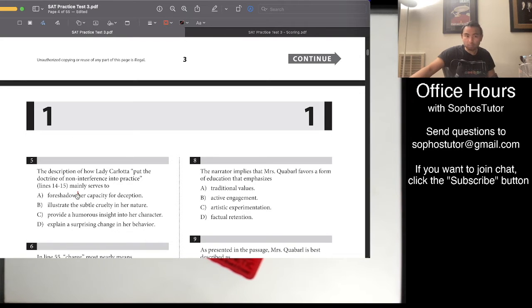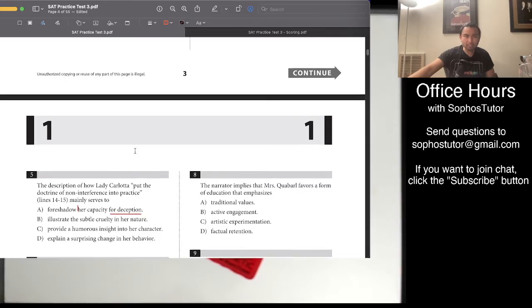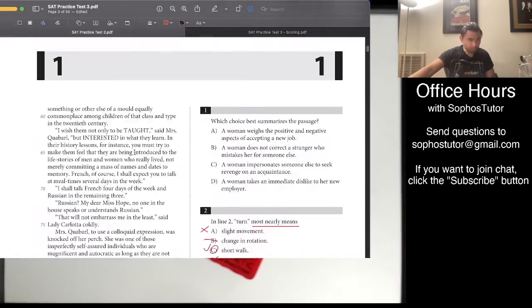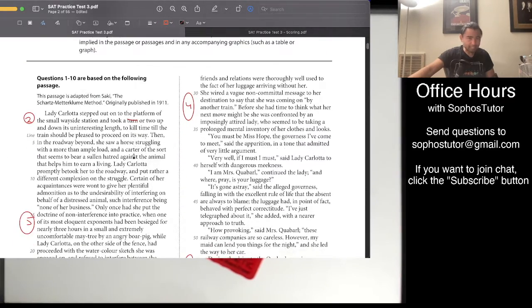So foreshadow means to look into the future. Her capacity for deception. Now, this is a weird phrase here. Deception is a noun. Deception meaning to lie or tendency to lie. Now, does the passage here support this idea that Lady Carlota is a liar?